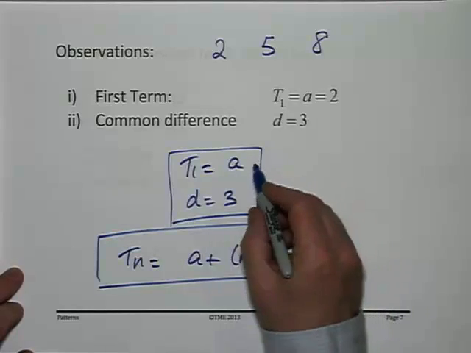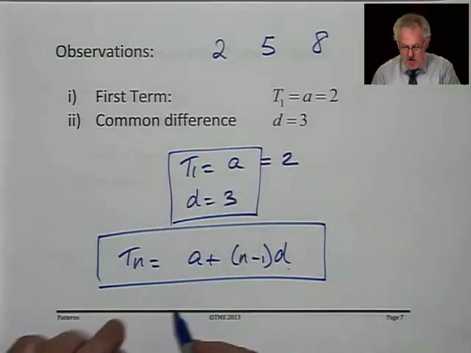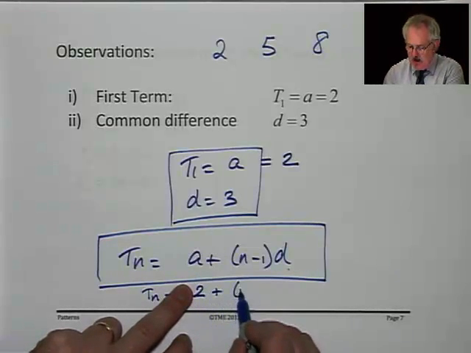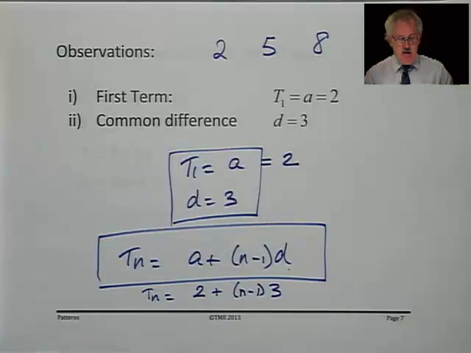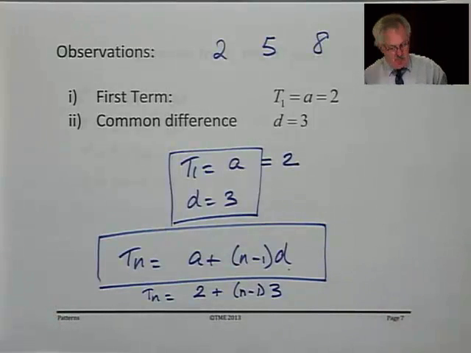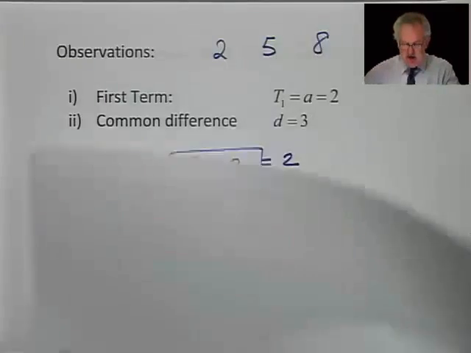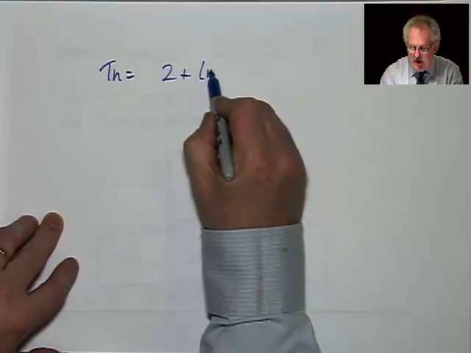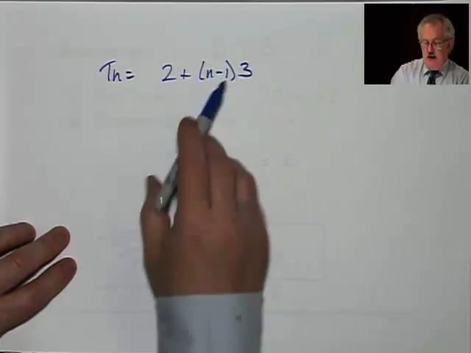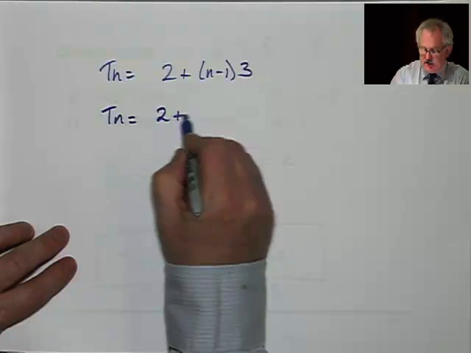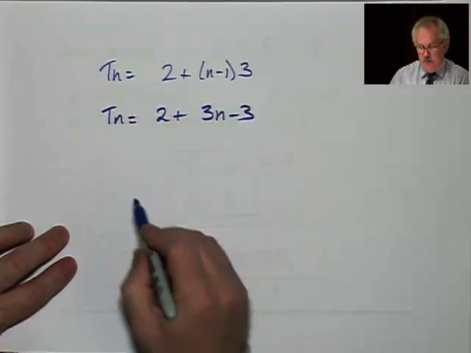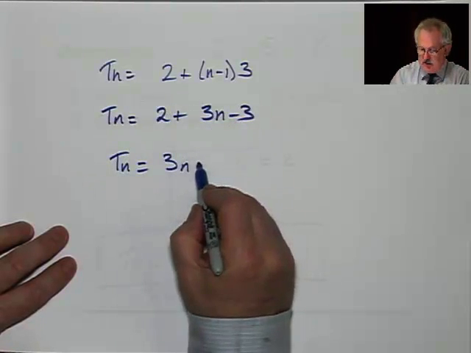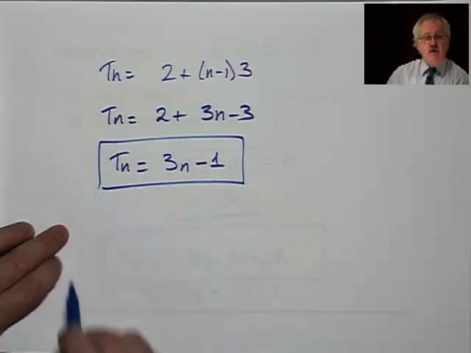So finishing this, we say T1, A, is 2. So Tn is equal to A, which is 2, plus n minus 1 times 3. If we wanted to make it a little tidier, we'll multiply in. So Tn is equal to 2 plus 3n minus 3. Grouping the things together, 3n, and 2 minus 3 is minus 1. So that's our general term.